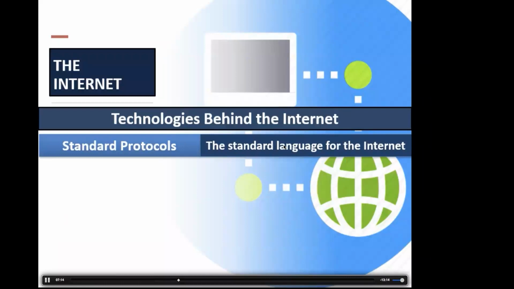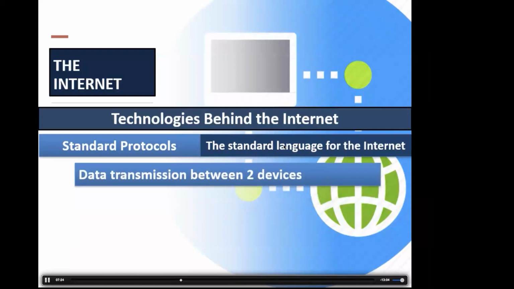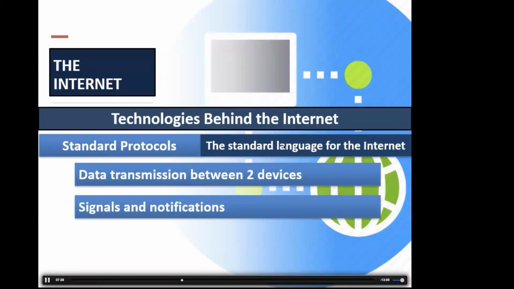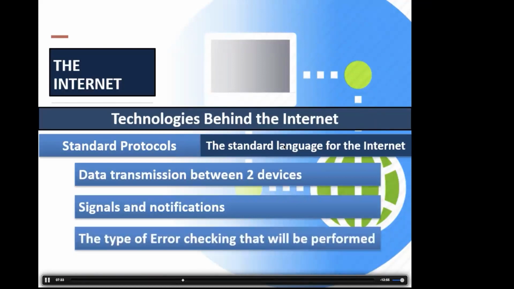Standardized protocols enable the Internet to function. It can be treated as the standard language for the Internet. Protocols determine the following: data transmitted between two devices, signals and notifications within the devices, the type of error checking that will be performed, and how the data are compressed.